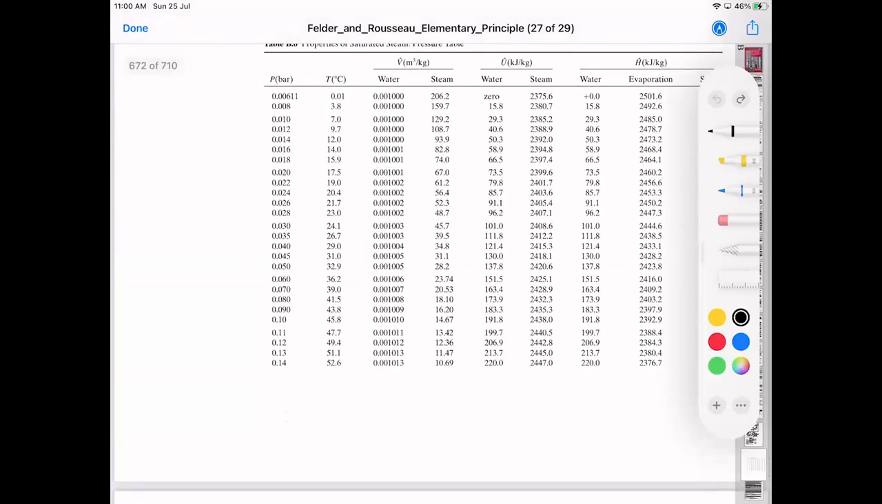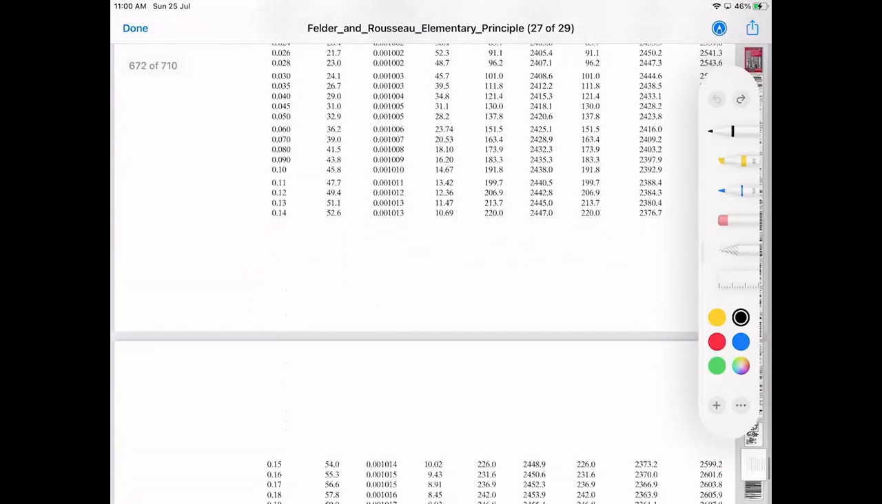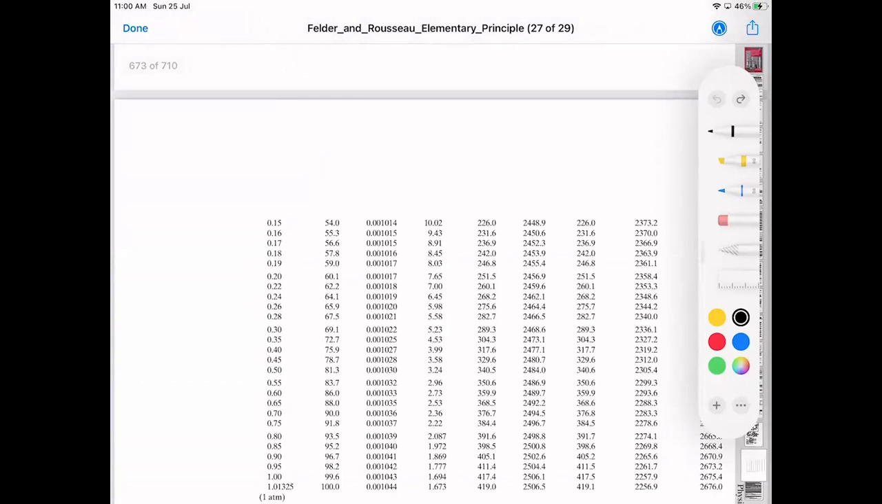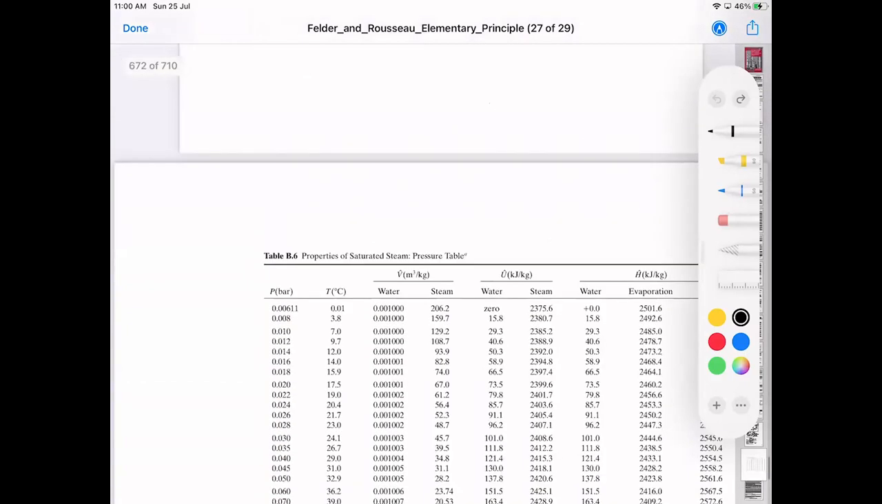So I gave you 0.33 as the value. For 0.33, the boiling temperature is around 75 degrees Celsius. Here it's in bar, so 32 by 101.3 is what you need to do. So 32 divided by 101.3 is 0.315, so something like 0.32.